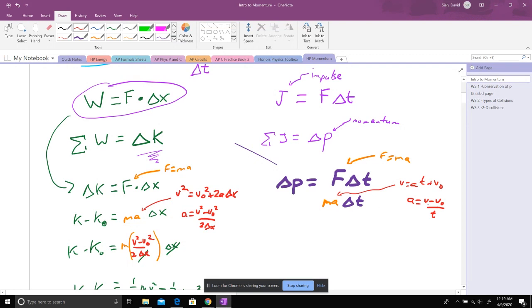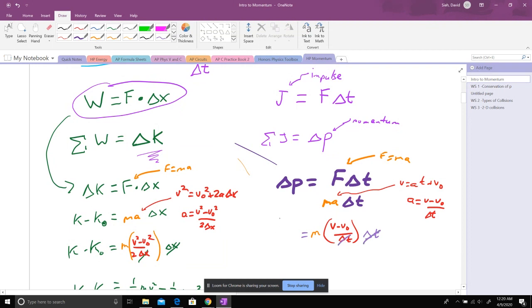Or if you'd like, we're talking about the duration between when it was at V naught and when it's at V. So again, we can think of that as being a delta T. If I go ahead and substitute that in, I'm going to get a V minus V naught over delta T. Okay, we still have that mass hanging around. And we still have that delta T, but not for long. Because that delta T, isn't that going to cancel here?